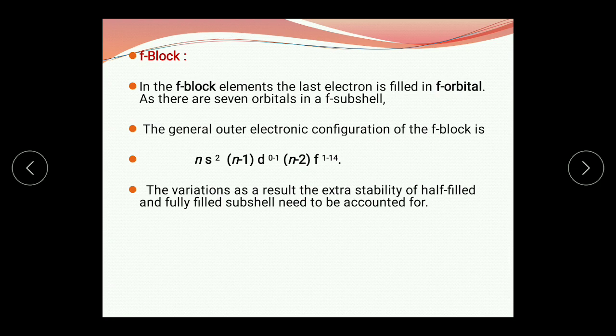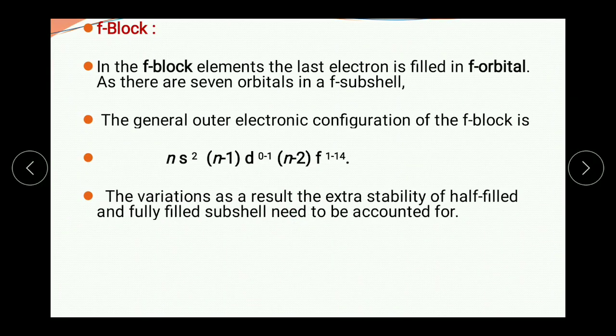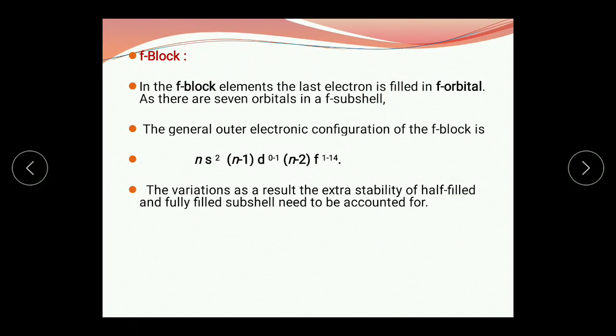Again, I have written here (n minus 1) d 0 or 1. Again, that is to achieve extra stability. When f gets exactly 7 electrons, it gets extra stability. And to achieve that, sometimes 1 electron from the d subshell moves to f. Why is it d 0 to 1? Because f block elements are there in the first group of d block.